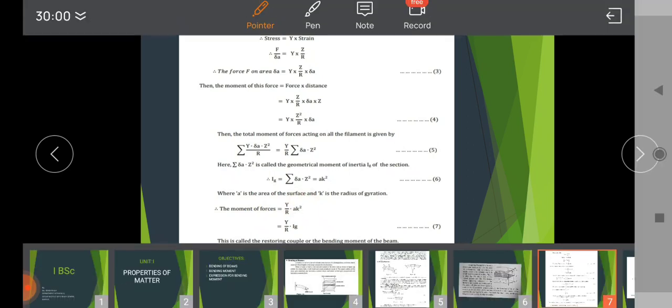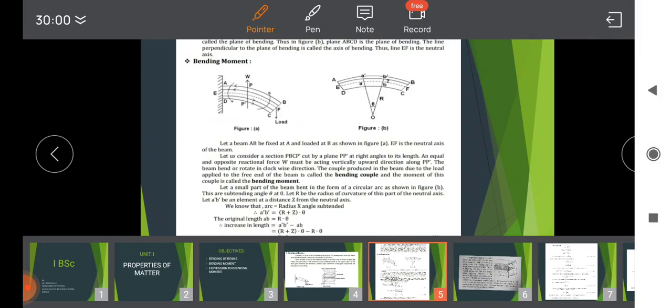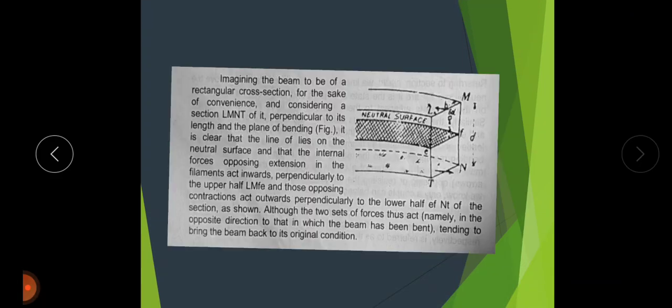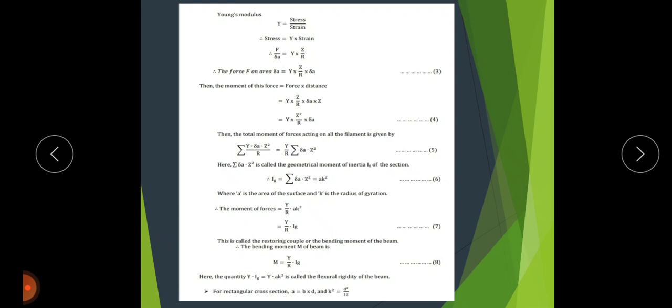So, this expression can be written as y divided by r into Ig, that is taken as equation number 7. Here this is called the restoring couple or bending moment of the beam. Therefore, the bending moment of the beam will be indicated by the letter M. So, M is equal to y divided by r into Ig, that is taken as equation number 8.